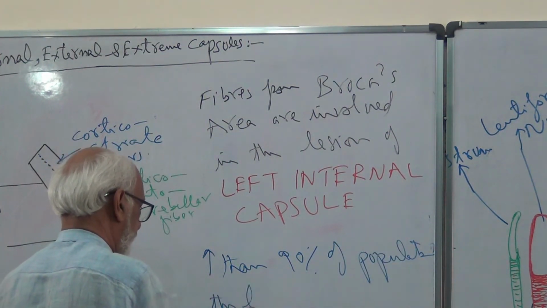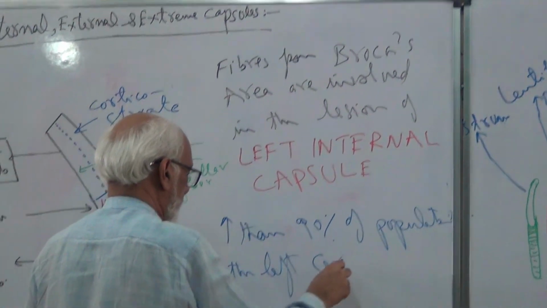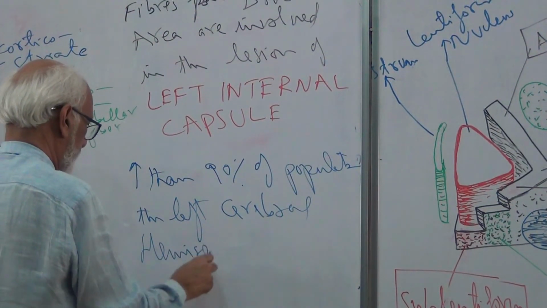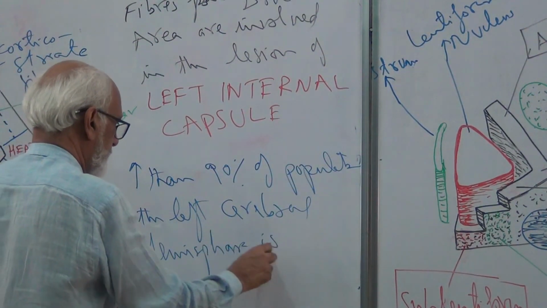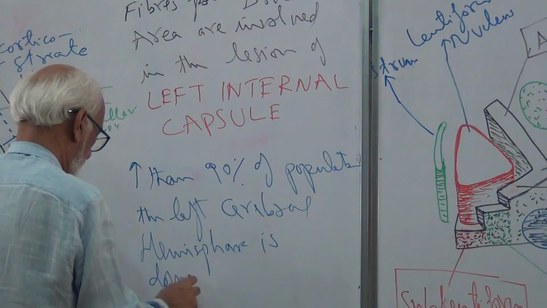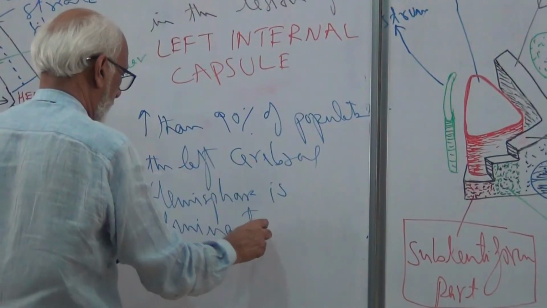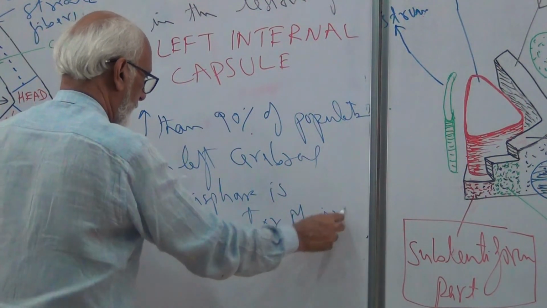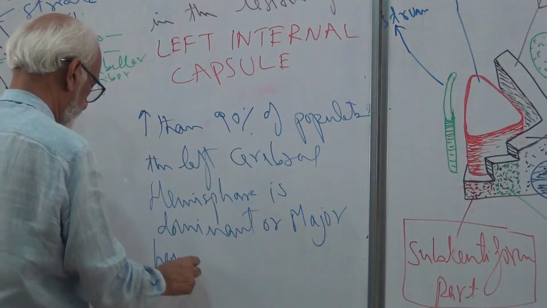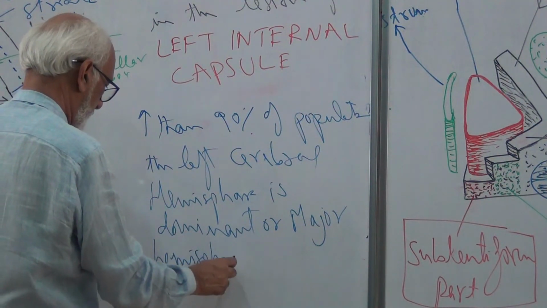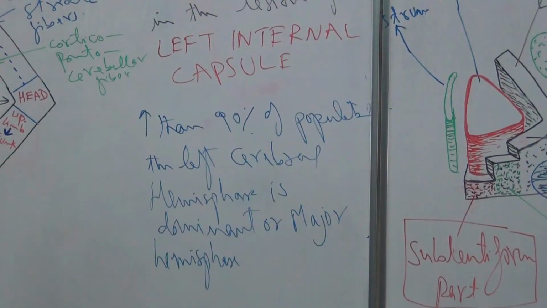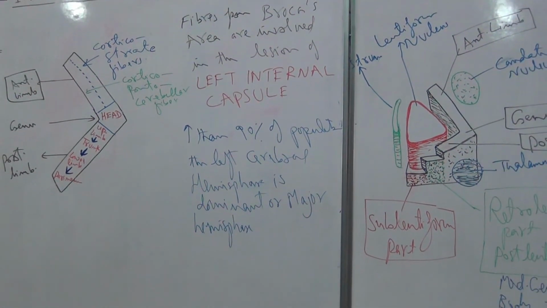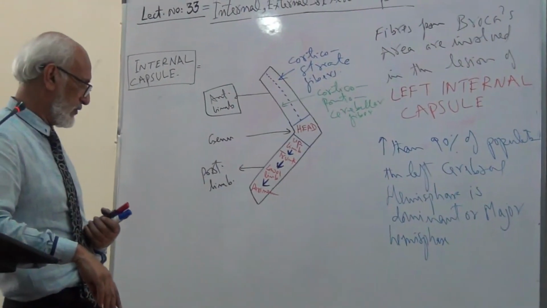the left cerebral hemisphere is dominant. Or in other words, the left cerebral hemisphere is the major hemisphere. And in 10% of cases, it is the right cerebral hemisphere which is dominant.